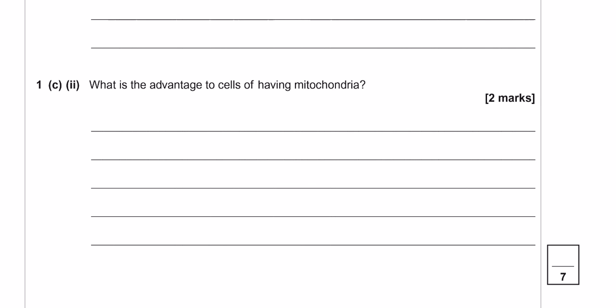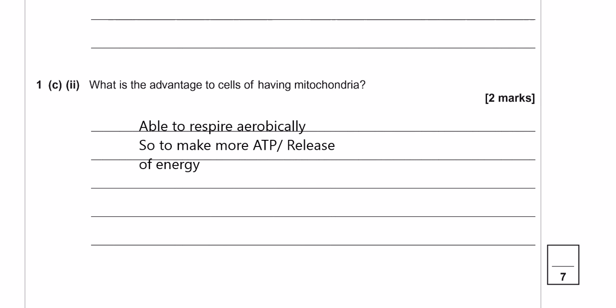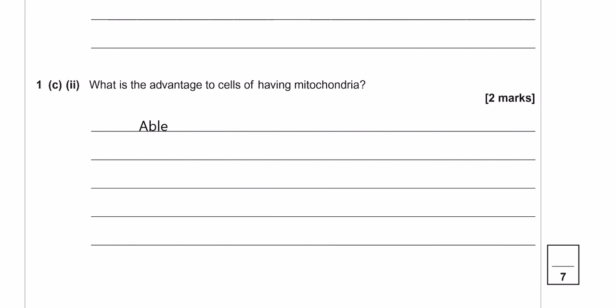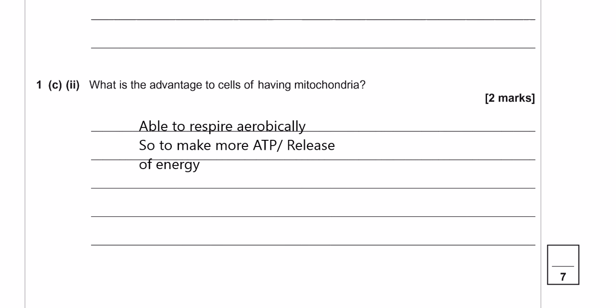And then for 2 marks it asks, what is the advantage to cells of having mitochondria? Well, the first thing is basically they're able to respire aerobically. And I think some of you forgot to use that word aerobically, okay, because that's with oxygen. It's quite important to state that. And then the second point, well, basically, to make more ATP, or you could have had a release, for example, release of energy.